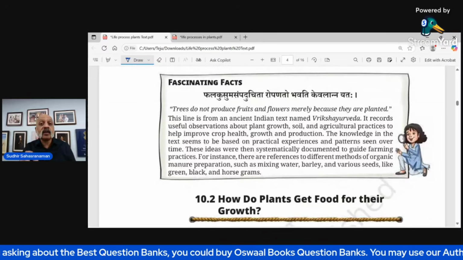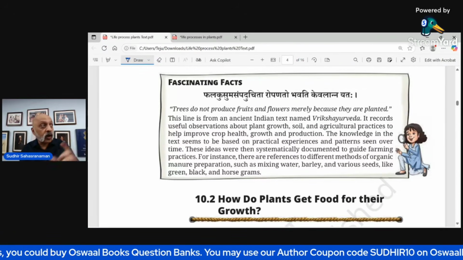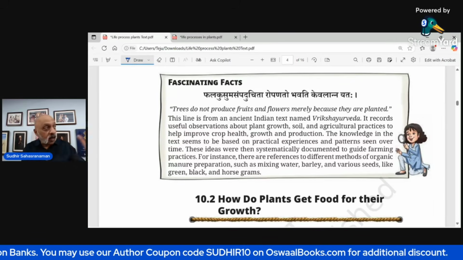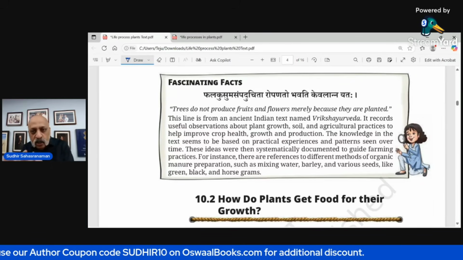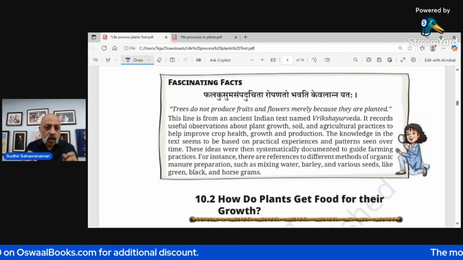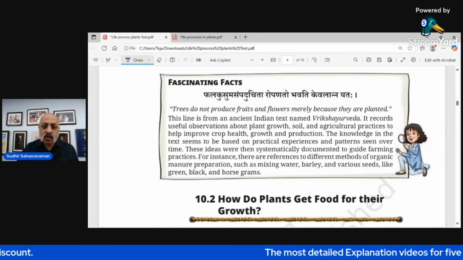That a plant needs both sunlight and water. Only one will not work. If you expose it only to sunlight and not give it water, sorry, it won't work. If you give it only water but keep it in a dark, shady place, sorry, it won't work. It needs sunlight also.